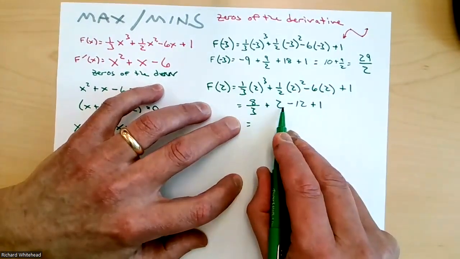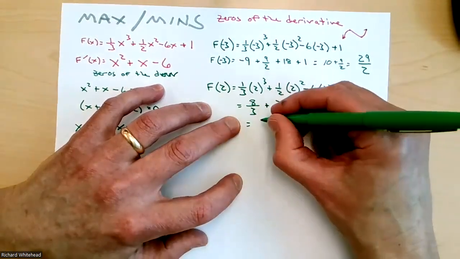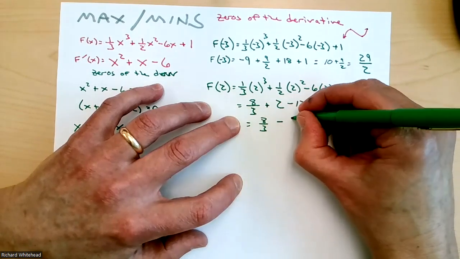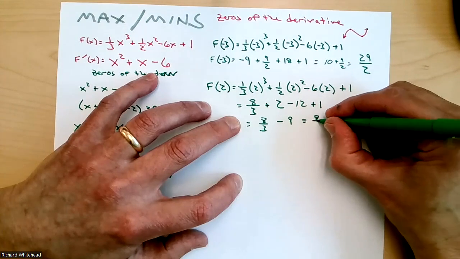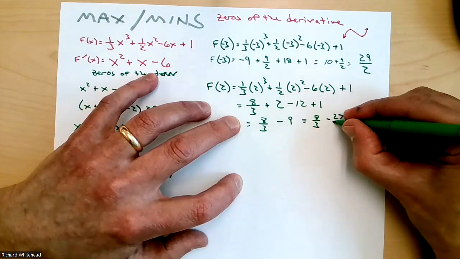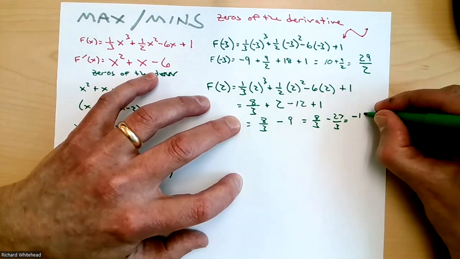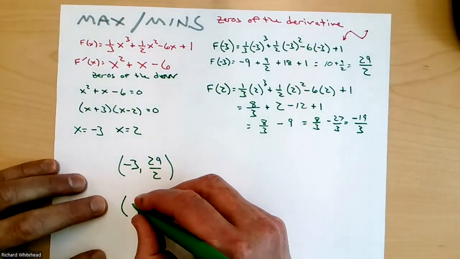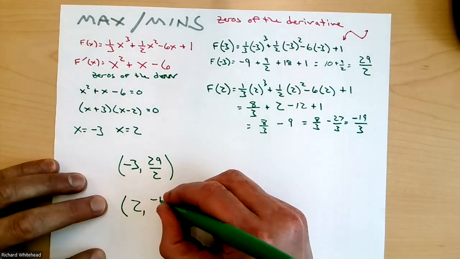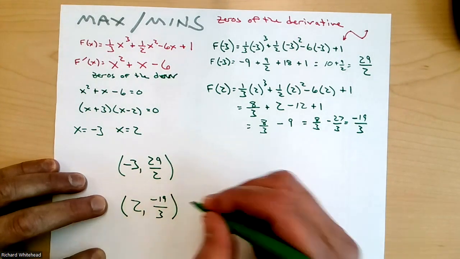So how much cleaning can we do here? That's 2 minus 12 plus 1, which is -9. So what do we get here? 8/3 minus 9. I hope I'm doing this right. So 8 over 3 minus 27 over 3. So -19 over 3. So my other point is 2 comma -19 over 3.